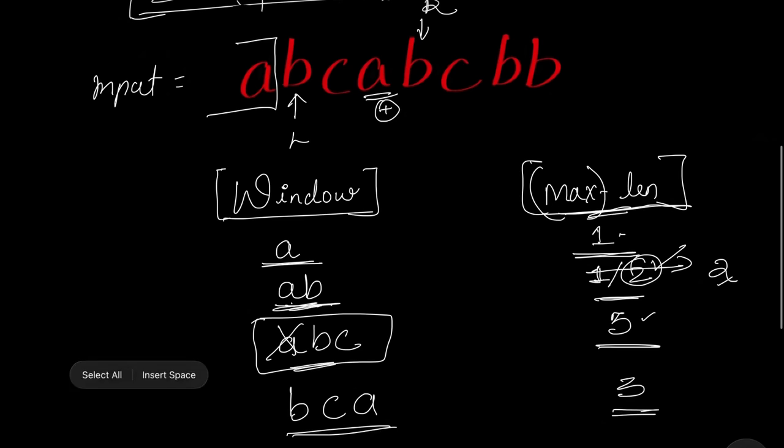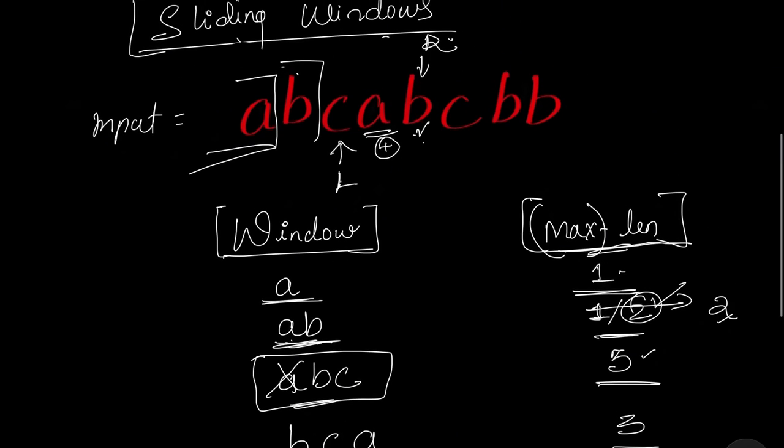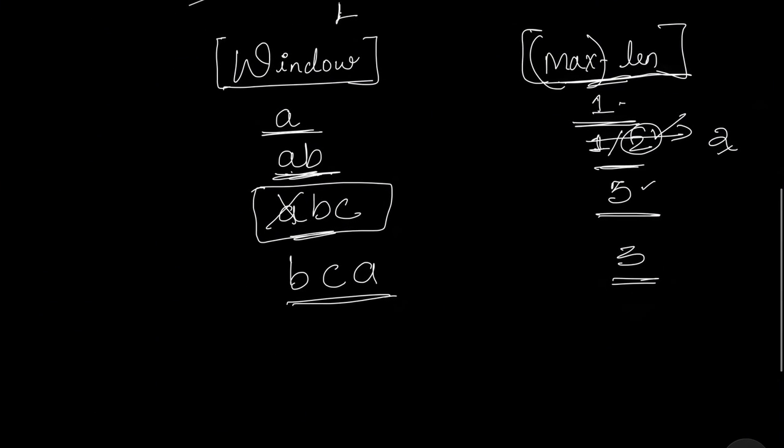Alright, next we'll move the right pointer again towards right. So we have B, but you can see this is the window, right? The left pointer is the starting of the window and the right pointer is the ending of the window. B already exists in the window, so to add this B we have to remove this B. So the left pointer is here now. So this is our new window. CAB is our new window. Again 3 is written.